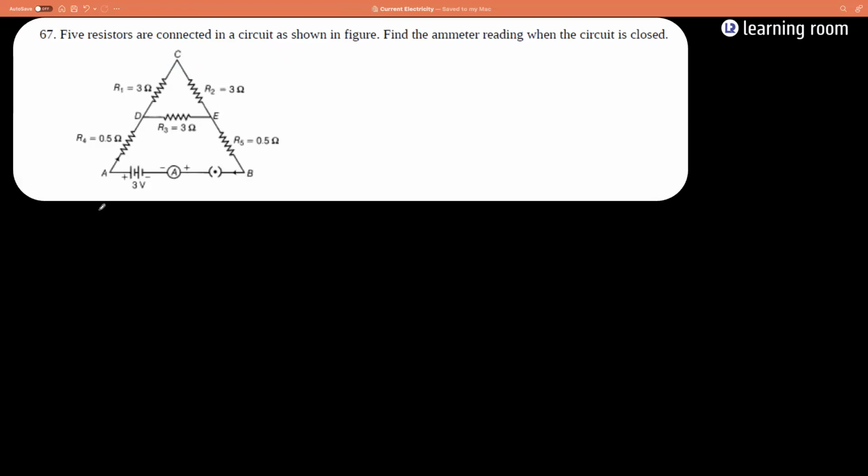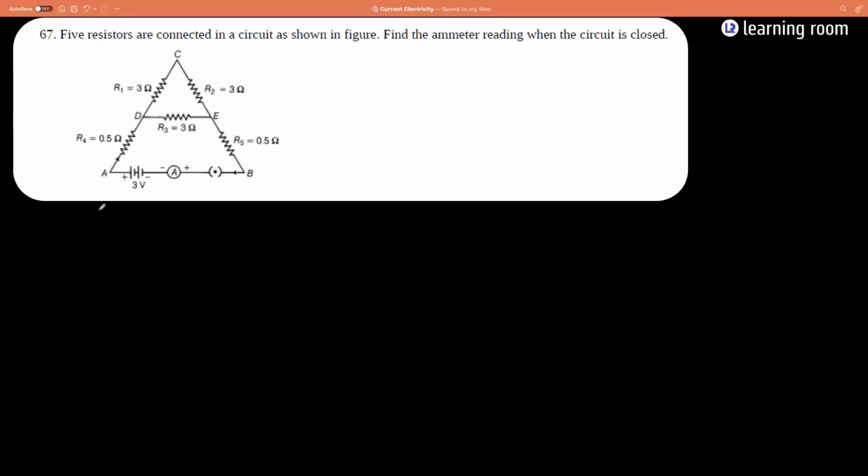5 resistors are connected in a circuit as shown in the figure. Find the ammeter reading when the circuit is closed. Means they're asking what is the current drawn by the circuit. So I have a doubt. Okay, so R1 and R2 are in series. That combination is in parallel to R3. And R3, R4 and R5 are in another series.